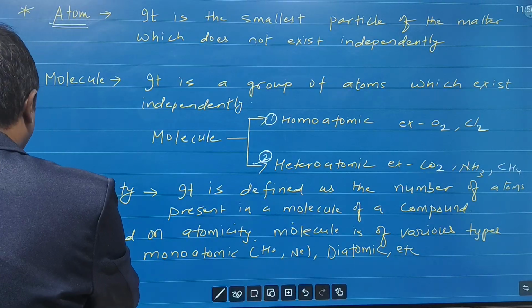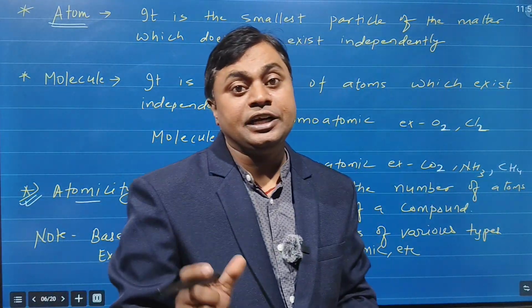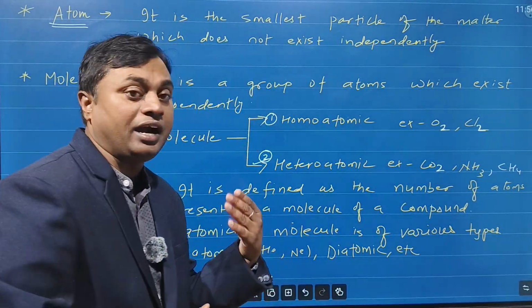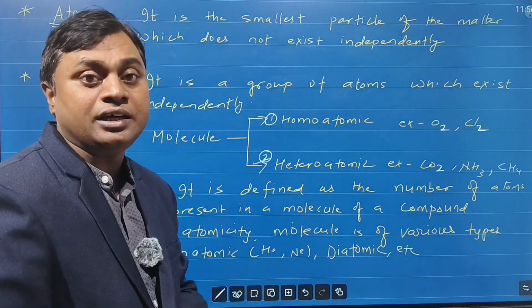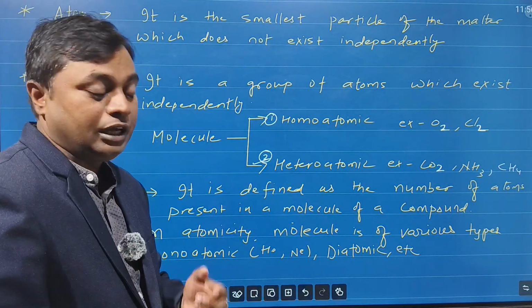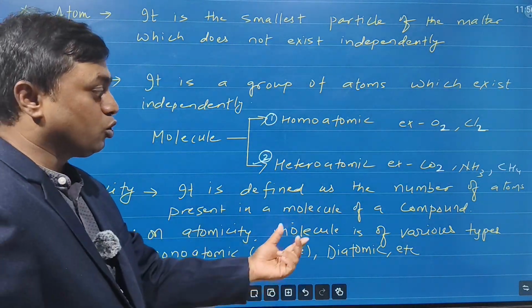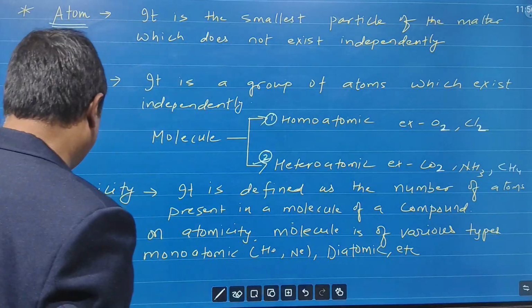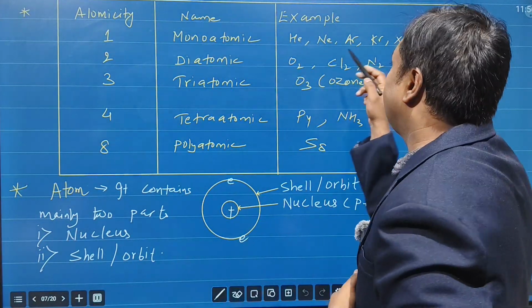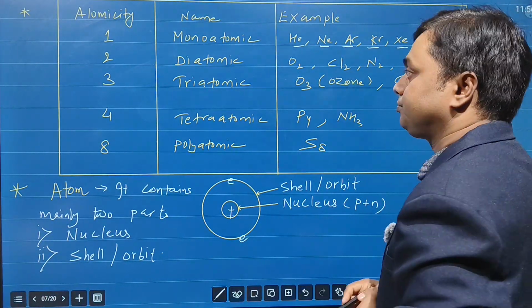Okay. Next concept we talk about is atomicity. What is atomicity? It is the number of atoms present in a molecule of a compound. So based on the atomicity, we can classify molecules as monoatomic, diatomic, triatomic. If the number of atoms in a molecule is 1, it is called monoatomic. If it is 2, it is called diatomic. Okay, here I have made one table that you can see. Atomicity is 1, called monoatomic. Example, all noble gases: helium, neon, argon, krypton, xenon, radon.